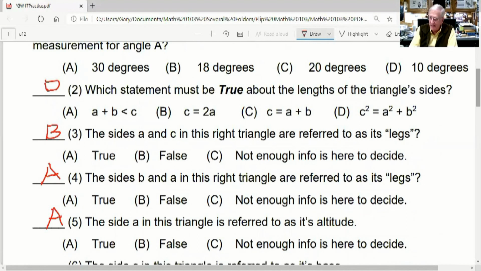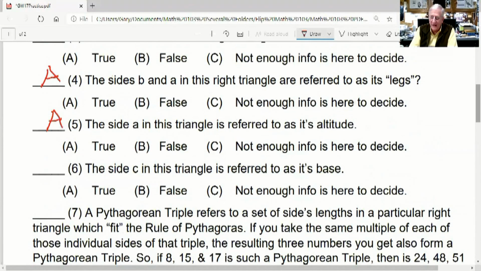All right. Let me get that in here. I'm having trouble making this go up and down here. All right. So that is what? It is false. That is B.